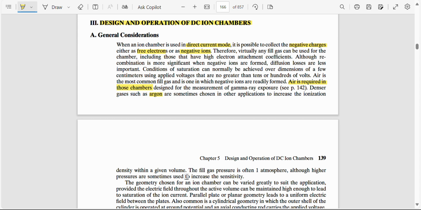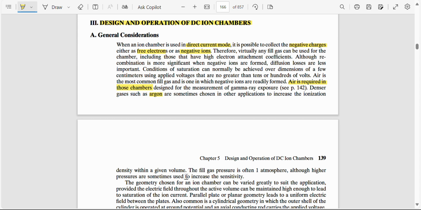So denser gases like argon are used in other applications, not in these DC ion chambers. Why? Because they are used to increase the ionization density within a given volume. So if you want to increase the ionization density inside the chamber volume, you will have to use argon. But for DC ion chambers, you can use air.